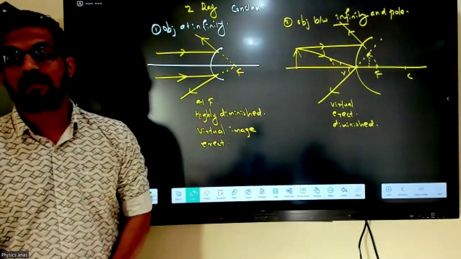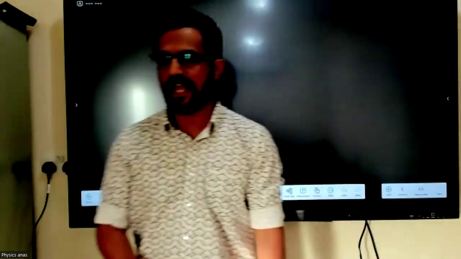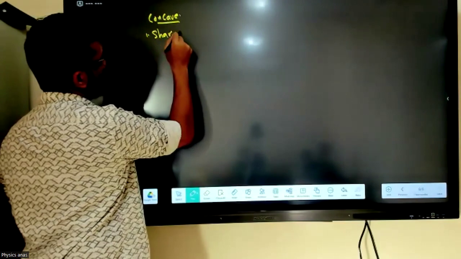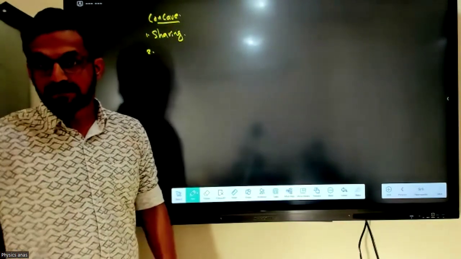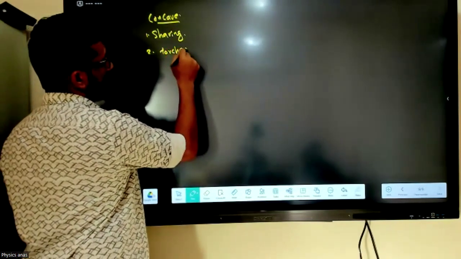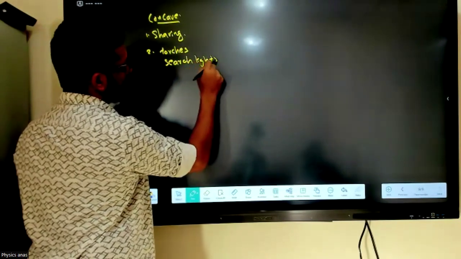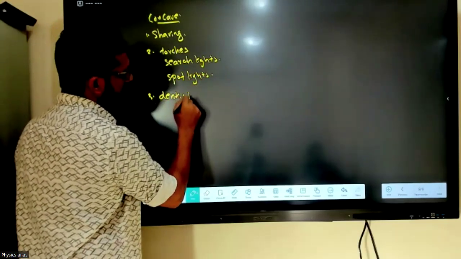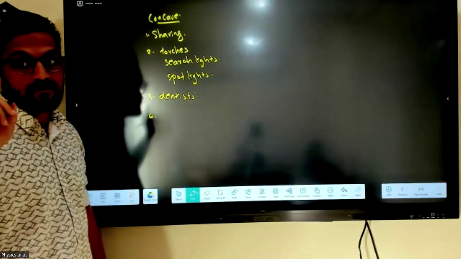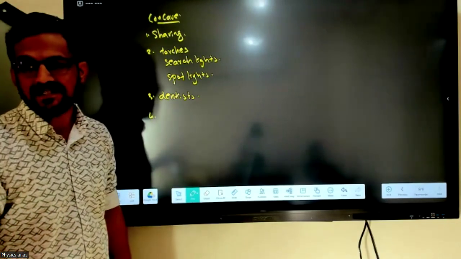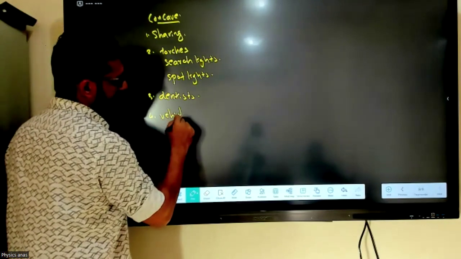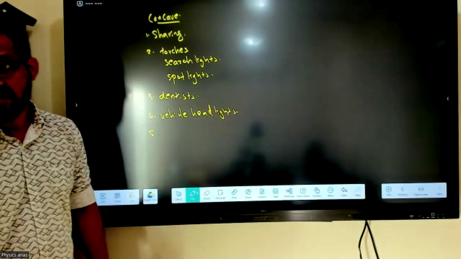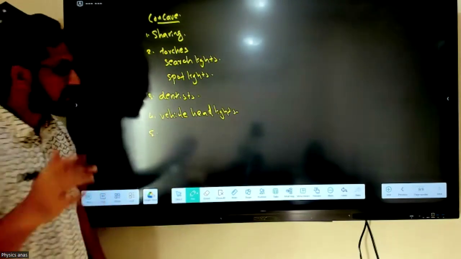And after that, uses of concave mirror. What are the uses of concave mirror? Where can we use concave mirrors? We can use concave mirror as shaving mirror. Then torches, searchlights, spotlights, and used by dentists. Also a simple one is vehicle headlights. Then solar furnaces, because we need to concentrate the heat of the sun.